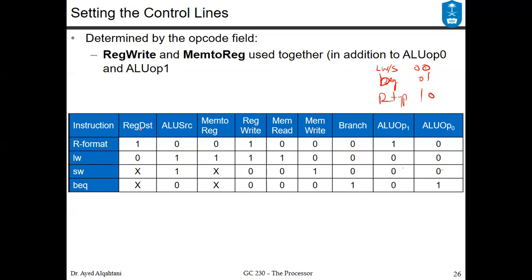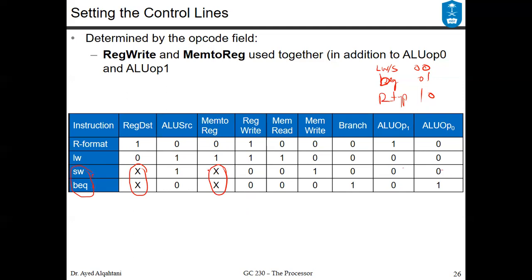And for that matter, it's also for the store. Now, for the store, there is nothing to write back. And because of this, both of them, the store and the branch equal, have nothing to write back. And remember this, there is no write back at all for store and also for the branch. And because of this, we don't care about the register destination. We are actually not writing back. And also, we don't care about the memory to register because we are not getting anything back from the memory or even from the ALU.